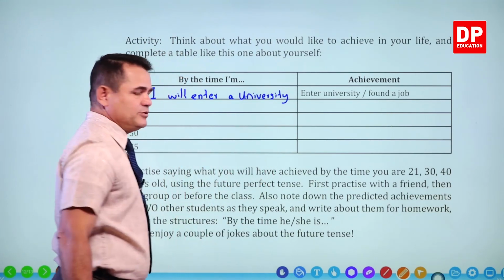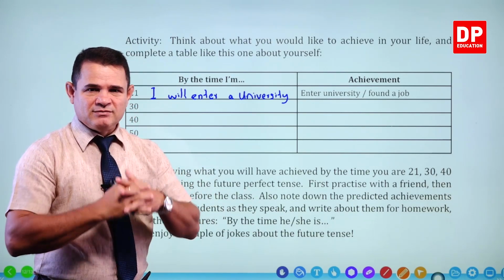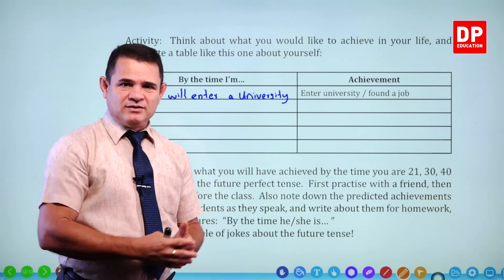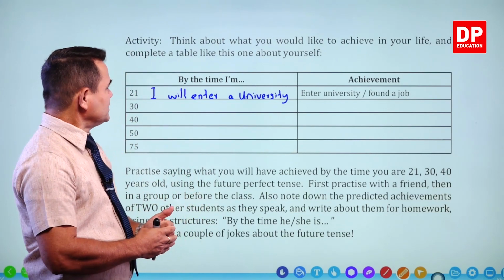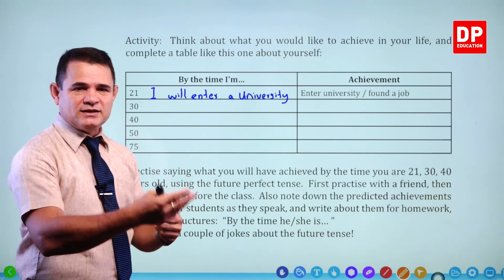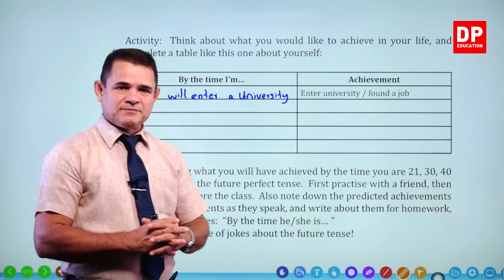I will enter a university. මම විශ්වවිද්‍යාලයකට ඇතුළත් වෙයි. තාම මම A level student නේ. I will enter something that will happen in future. Simple future වලින් කියනවා. So then 30 වලදී මොනවා වෙයිද? Right? You can what do you expect?